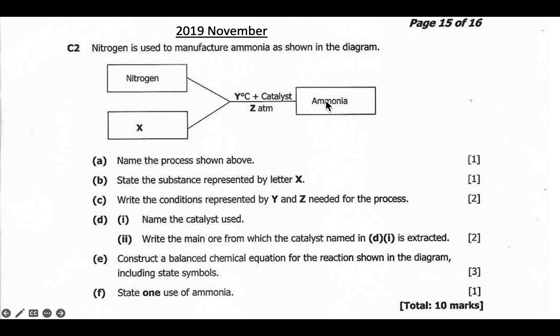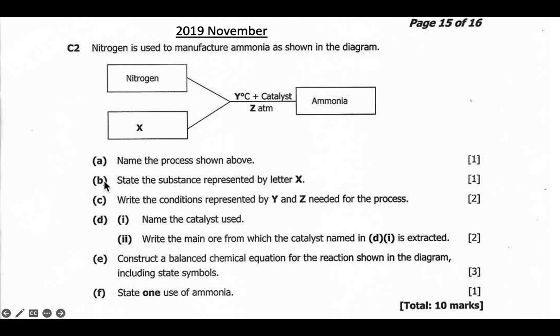Okay, so we can be asked a question like B, state the substance represented by letter X. So what is the substance letter X? Letter X is hydrogen, hydrogen from the hydrocarbons. That's what letter X is, okay? So X is hydrogen.